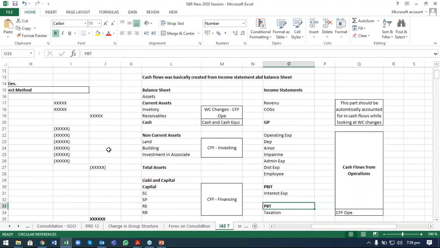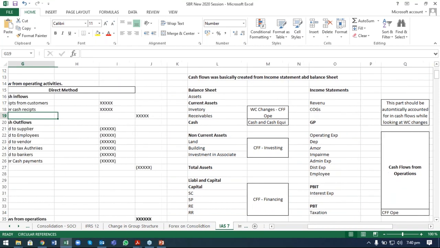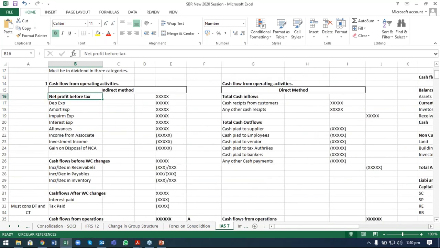From this section, profit before taxation, you need to move in reverse within your income statement and adjust all those expenses and income which are non-cash in nature, right? So you can look into it. I have already adjusted those within this section: net profit, depreciation, amortization, impairment, interest expense, allowances, income from associates, investment income, and gain on disposal of non-current assets. So all of these items are non-cash items.